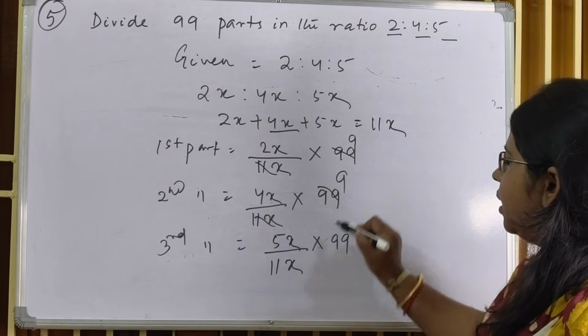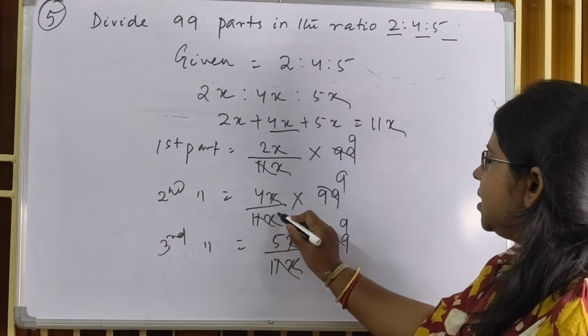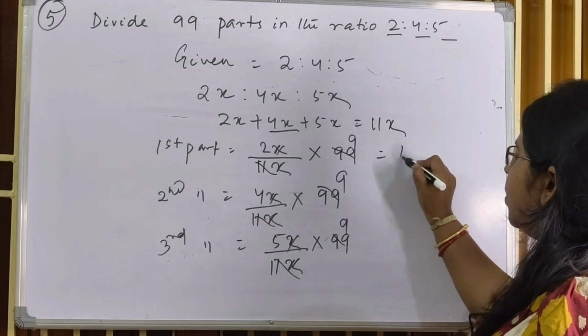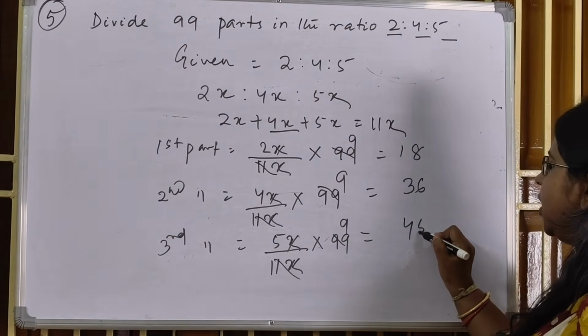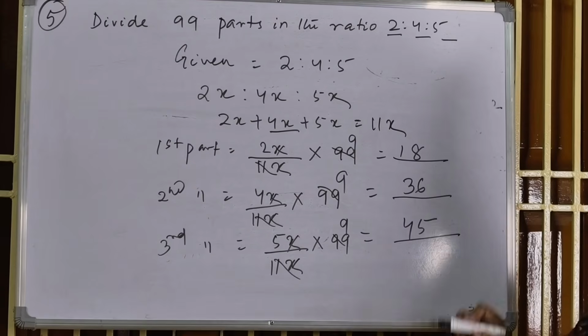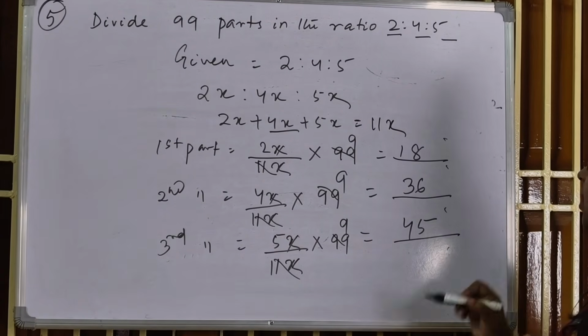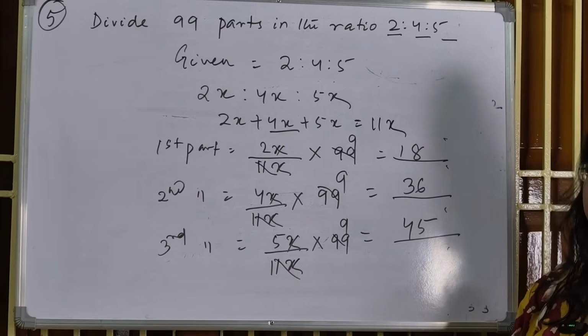9, 9, 9. So the answer is here, x ignored. So 18. Here 4 9s are 36. Here is 45. So first part is 18. Second part is 36. Third part is 45. If we add these 3 quantities, the answer will be the same as the whole quantity, that is 99.